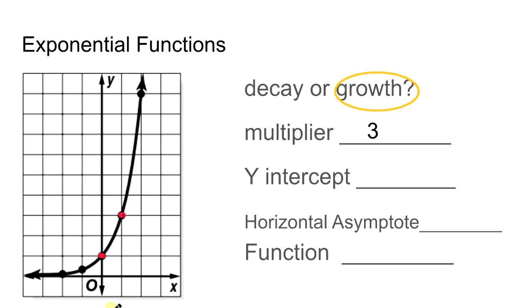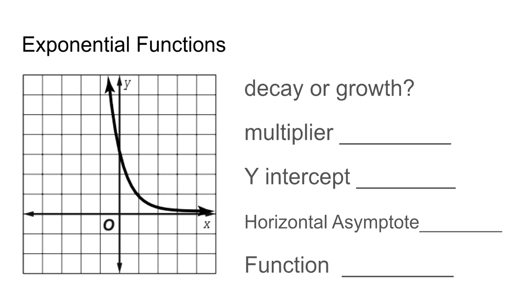Our y-intercept, if you look at the y-axis, we cross it at 0, 1. Our horizontal asymptote is still y equals 0. If I wanted to write this function, all I got to do is write y equals 1 times 3 to the x power, and I got it. All right, let's keep going.